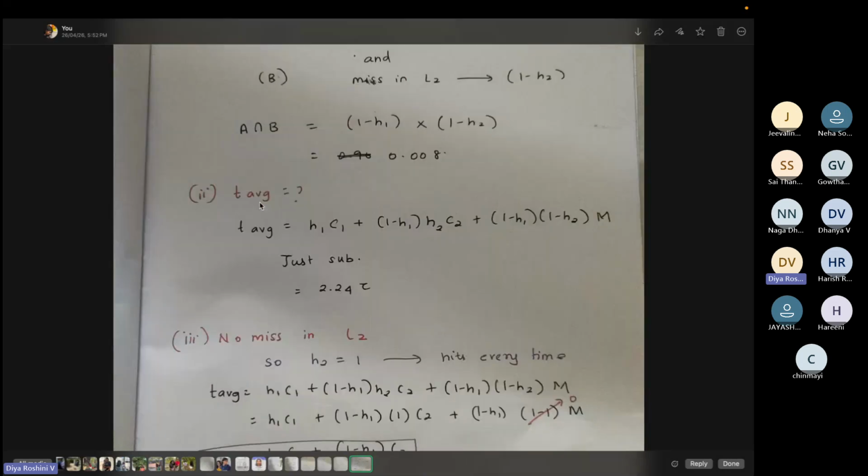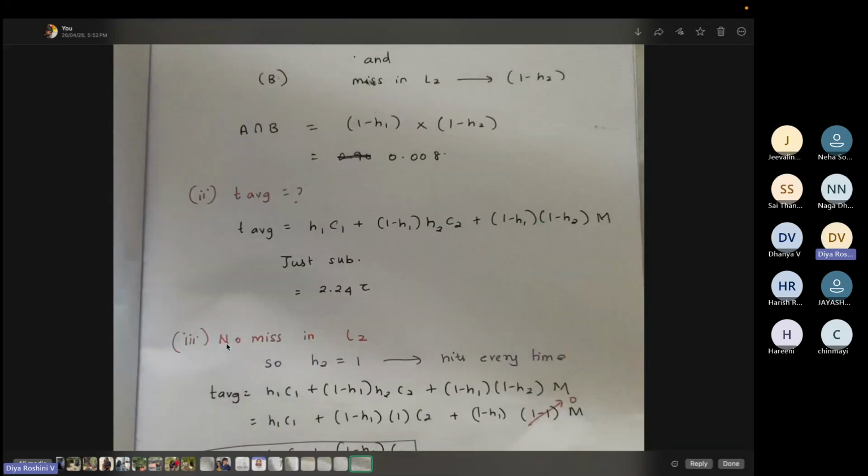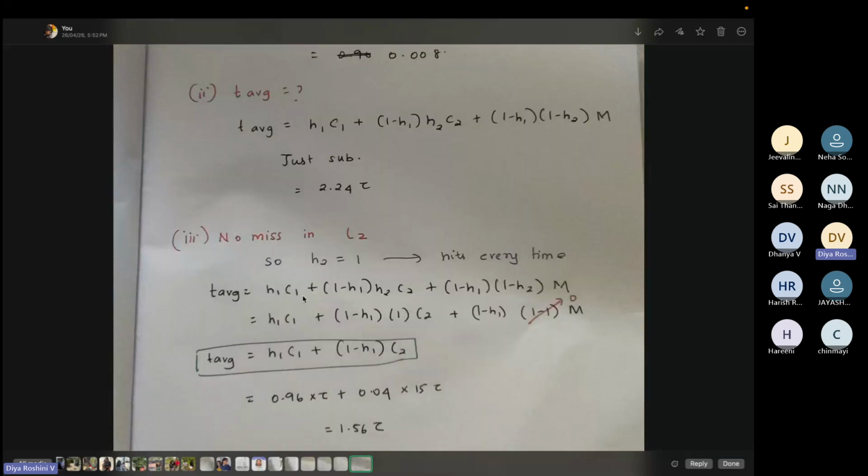So now the question is what is the average time if there is no miss in L2. So if it's not there in L1, we are very sure that it is going to be there in L2. So basically what this implies is your hit rate of cache level 2 is 1, because you find it every time. So if we substitute 1 in the place of H2, 1 minus 1 becomes 0. So this whole term goes away. And we just substitute the rest of the things and you get 1.56 T. Was this clear, guys?